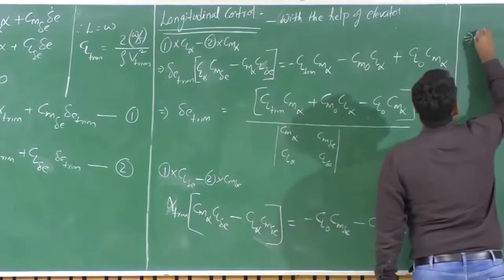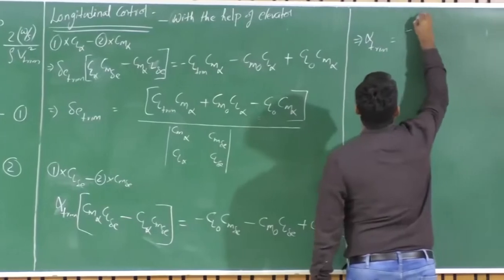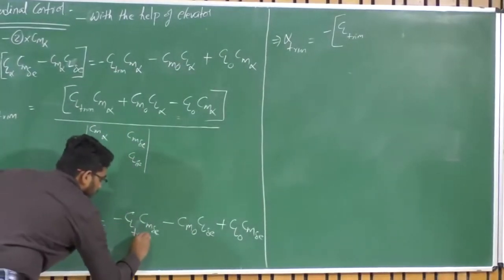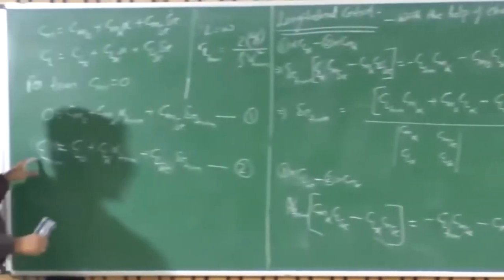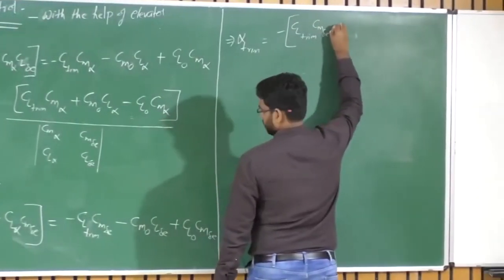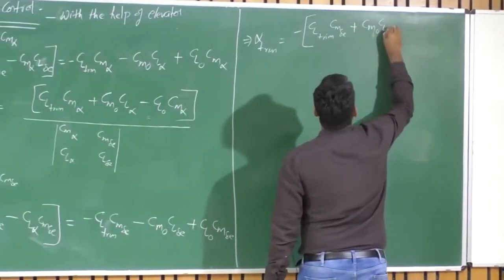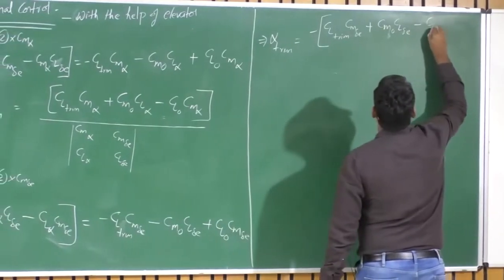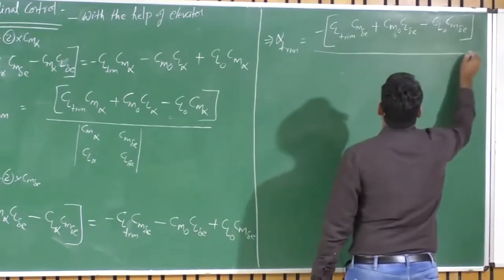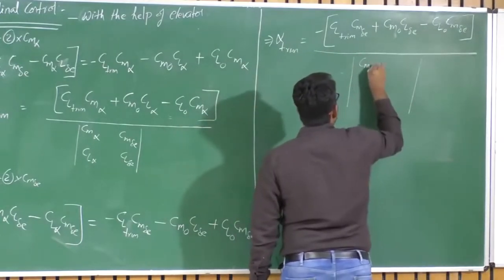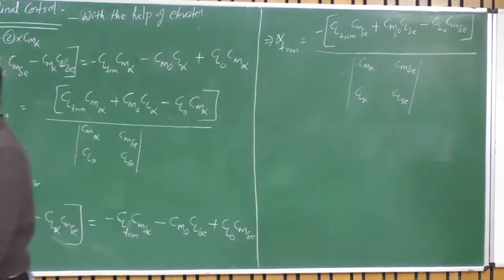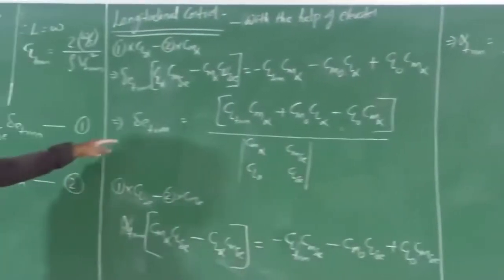This equals alpha trim is equal to minus of CL trim. This is CL trim, not CL naught. This is CL trim, right? CL trim multiplied by CM delta E here, plus CM naught CL delta E minus CL naught CM delta E, upon, you can find the determinant: CM alpha, CM delta E, CL alpha, CL delta E. Okay. So with these two equations, you can find out delta E trim and alpha trim.